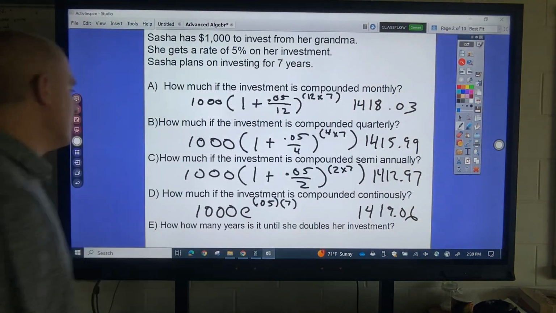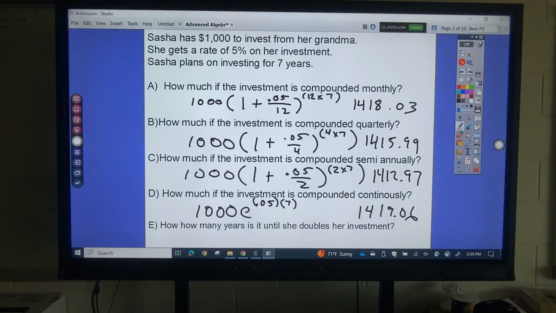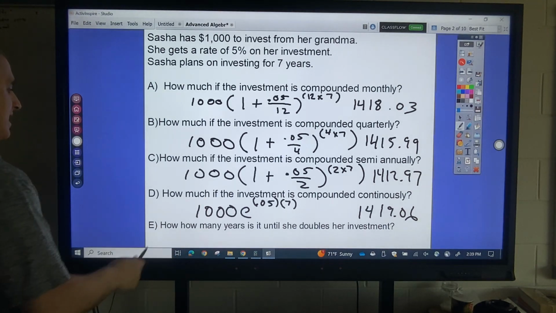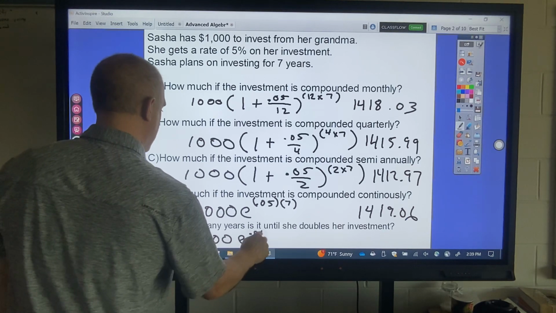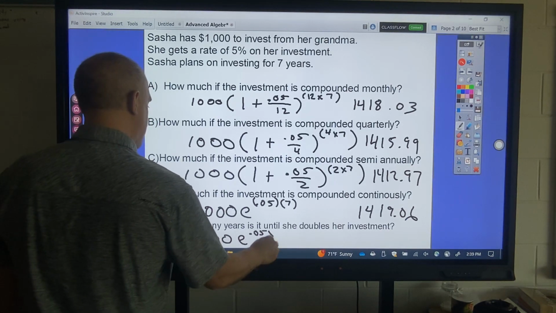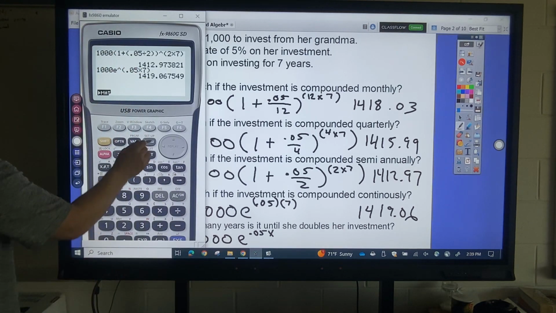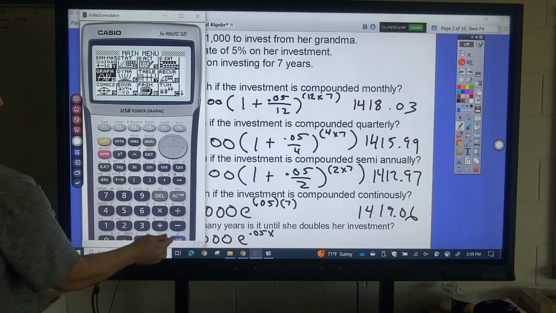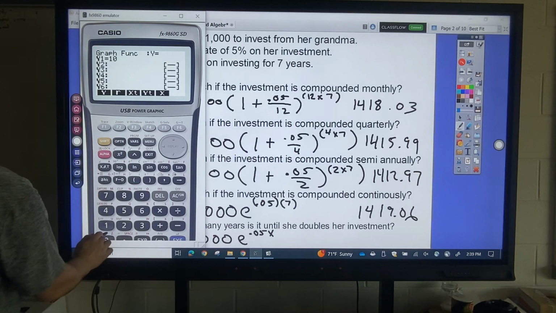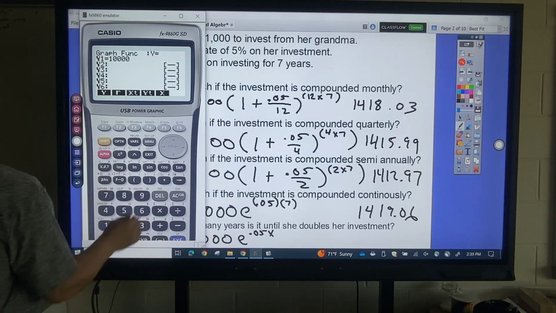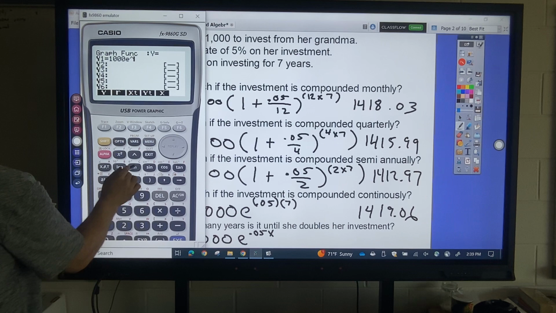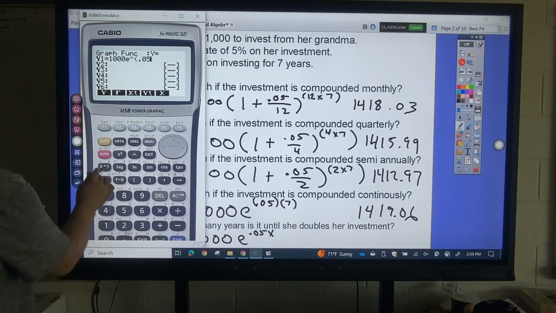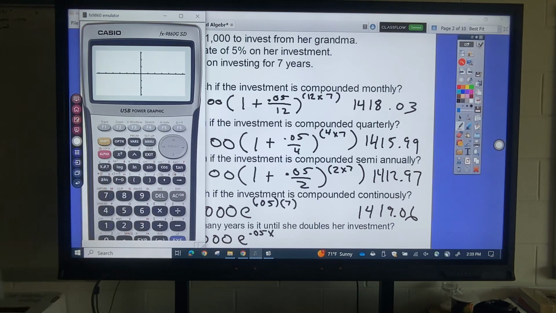How many years is it until she doubles her investment? Let's assume continuous compounding. We don't know how many years, so I'm going to use X. What I do is go to graph, type 1,000 e to the 0.05x, and draw. Now you're not going to see it.